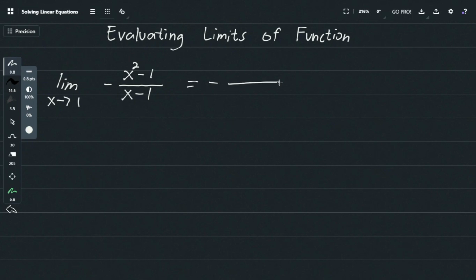So the value of x is just equal to 1. So we have 1 squared minus 1, and we have 1 minus 1. Okay, so we're just going to simplify. So we have 1 minus 1 all over 1 minus 1. So we have negative 0 all over 0. So this is in indeterminate form.